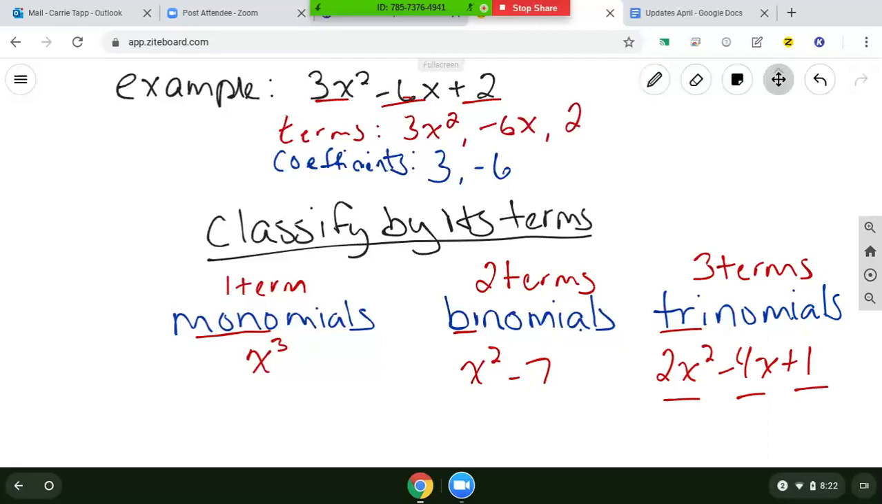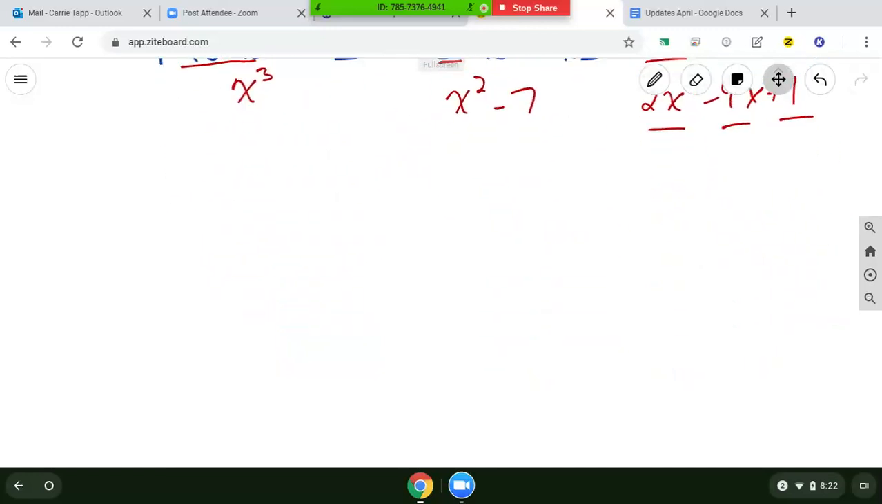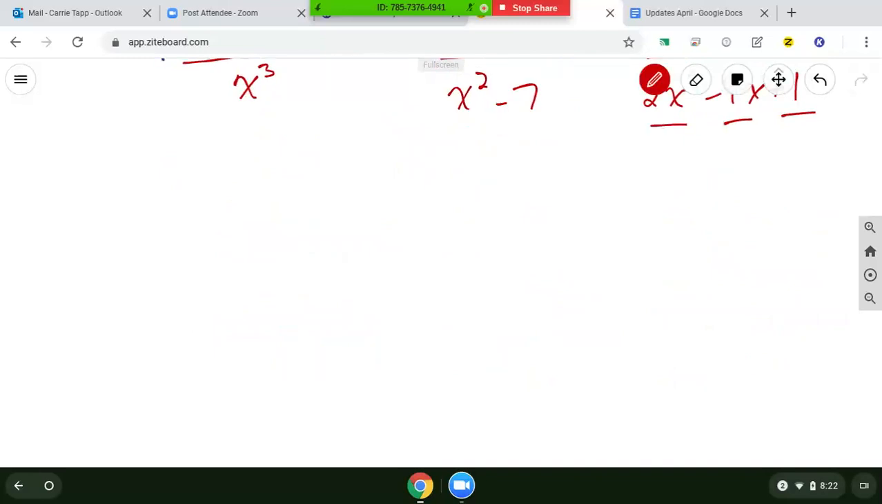Okay, so when it asks you in your work to classify by its terms, you're going to look to make sure that you have what terms you have, and then just count the number of parts that are being added or subtracted together. Okay, so in your work, welcome to pause this video anytime if I'm moving too fast and you're not getting the notes down. So remember that.